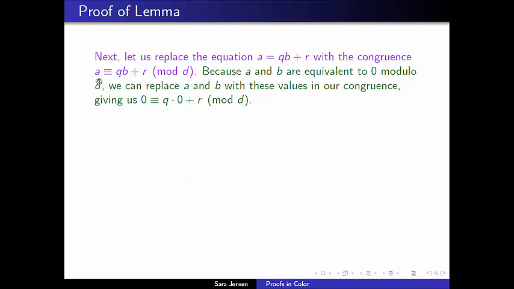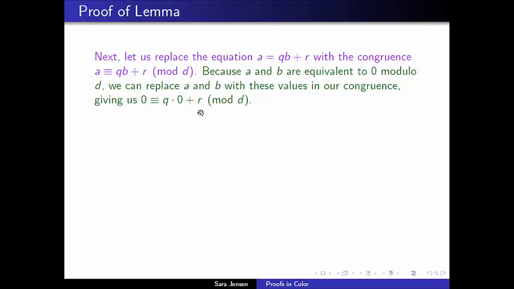At the end of our last video, we had obtained a congruence, A is congruent to Q times B plus R, and we had made replacements for the values of A and B in this congruence with zeros via our work on the previous slide. Now we didn't make any replacements about the values of Q and R mod D because we don't know the values of Q and R mod D.